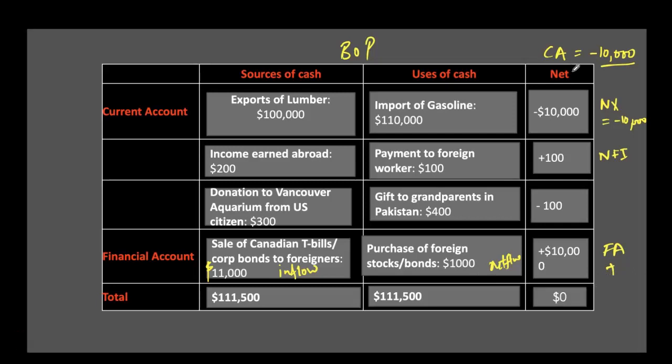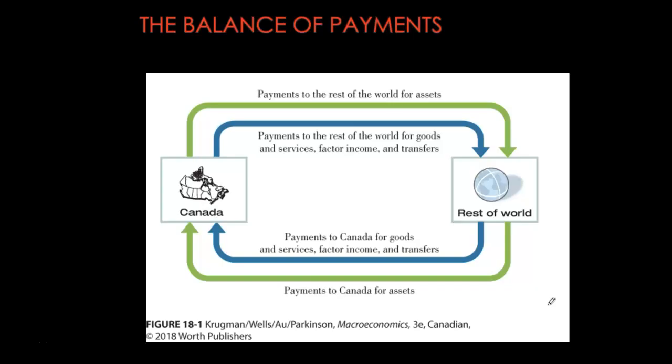If I do the summation of my current account and my financial account, current account, remember, was a deficit of 10,000 and financial account is a surplus of 10,000. It again gives me my balance of payments account as 0. So balance of payment accounts are the summation of current account and financial account, and they must sum up to 0. The fact that balance of payments are always equal to 0 gives us a very interesting outcome. Total payments to the rest of the world must be equal to total inflows coming to Canada from the rest of the world.